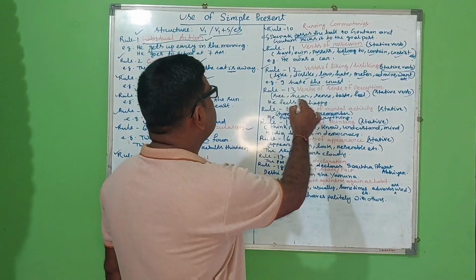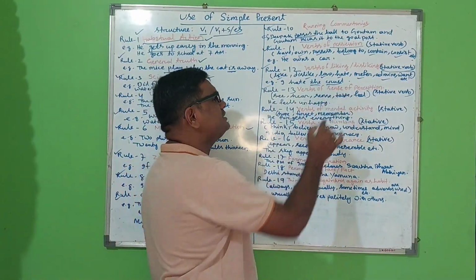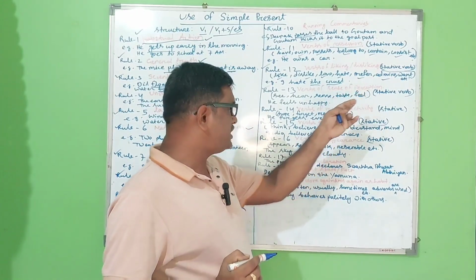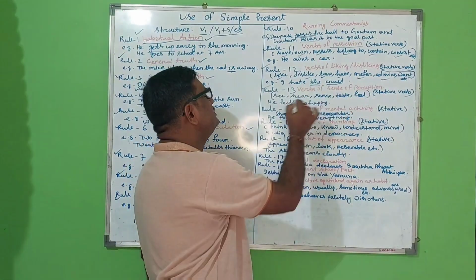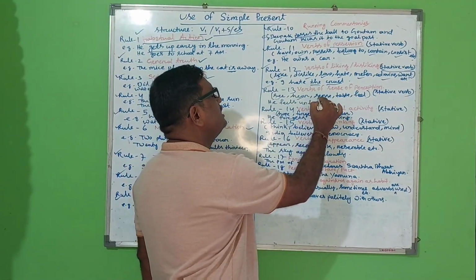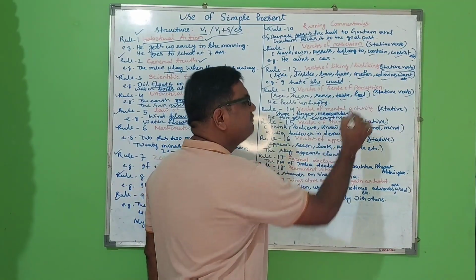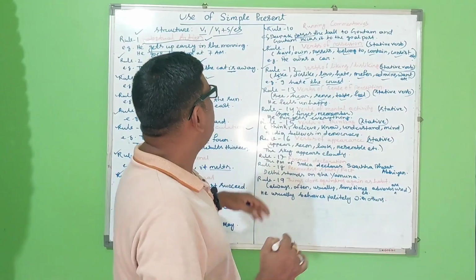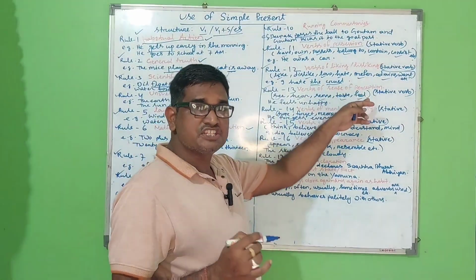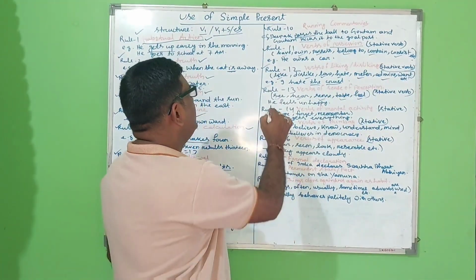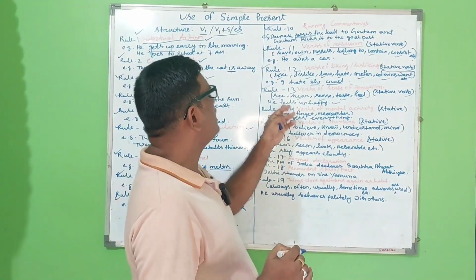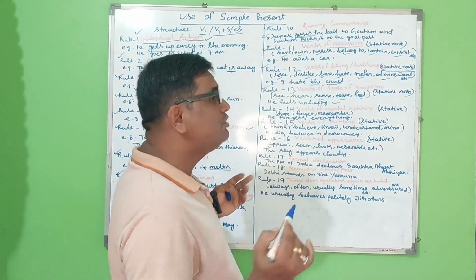Okay, next you say rule number 13, that is verbs of sense perception. Okay, that is also one stative verb. Which verbs are coming under this? See, hear, sense, taste, feel. Okay, that means all the 5 senses. Okay, that is verbs of sense perception. One example, he feels unhappy. Okay, he feels unhappy. I hear a loud noise.